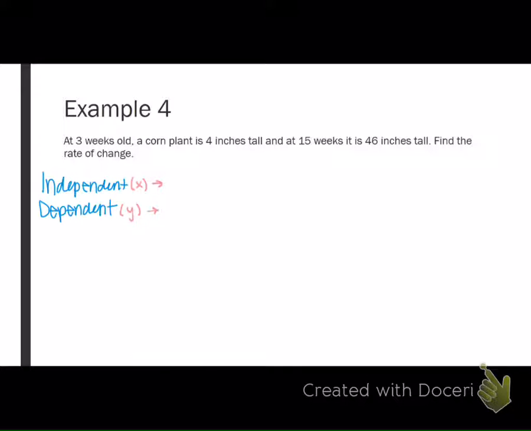So what are our two units we're choosing from first? So Colin, what are our two units we're choosing from first? The two units are inches and weeks. And which one of those is the independent? Which one cannot be changed? Weeks.